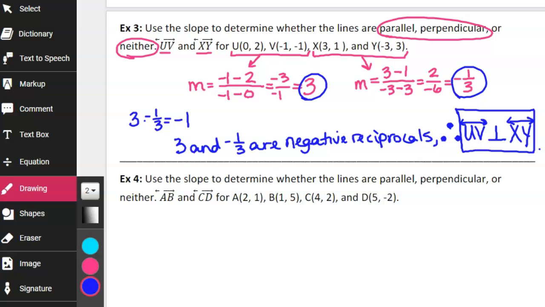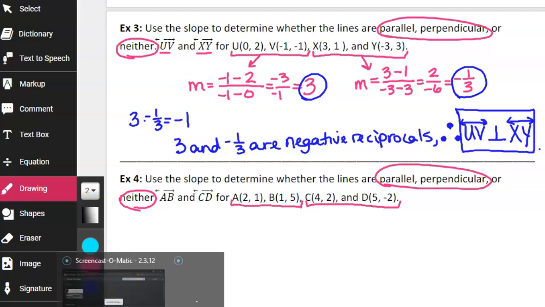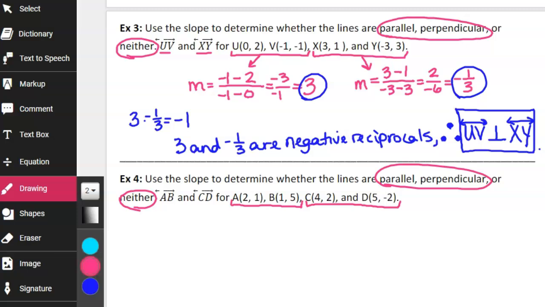I'm going to move on to example 4, but I'm not going to move this up because I want you to have example 3 on your screen. Example 4 says, use the slope to determine whether the lines again are parallel, perpendicular, or neither. We're talking about line AB with points A and B, and line CD with points C and D. So what I'd like for you to do is pause your video and try out this problem. Check back whenever you have the answer.